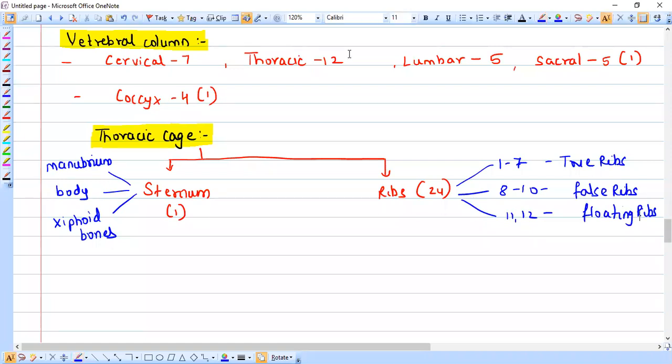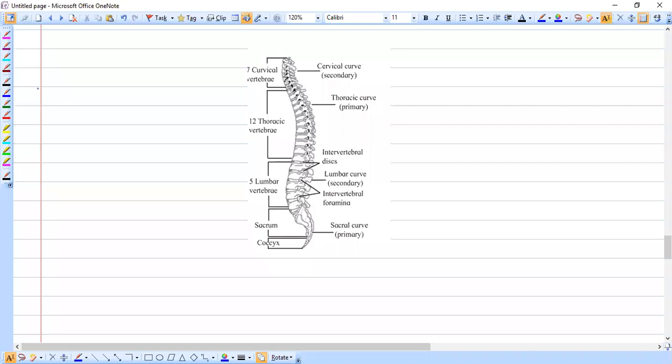So let us take a diagram of the vertebral column. This diagram that you can see is the diagram of our vertebral column. If you take a look at it very carefully, it is not straight. The vertebral column shows an S-shaped curve.